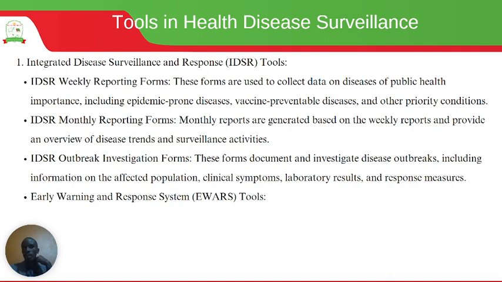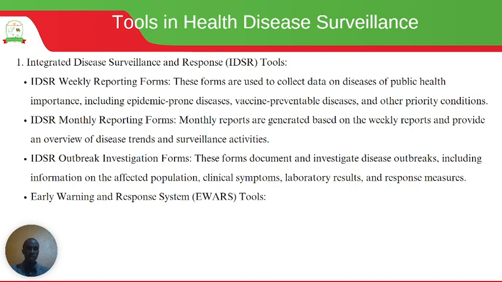So in weekly reporting forms, we collect data on diseases of public health importance, including those which are epidemic prone. For example, in our case, we have diseases like cholera, malaria, and then those which are vaccine preventable, for example, measles, polio, and other priority conditions.